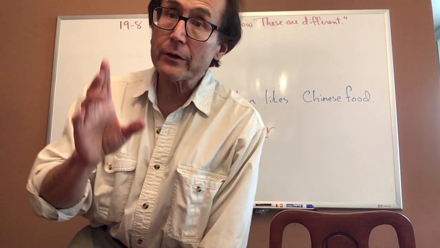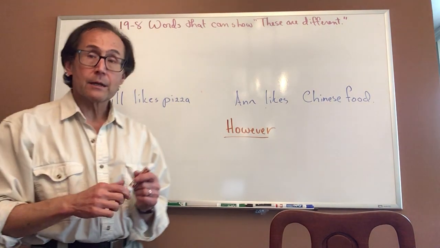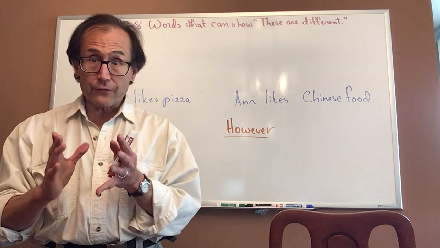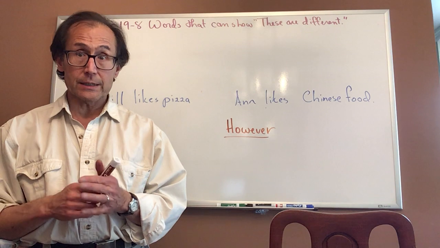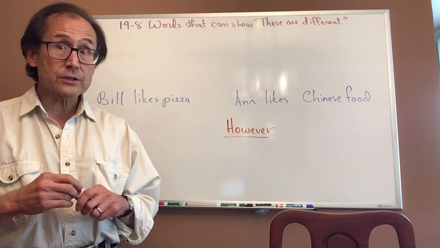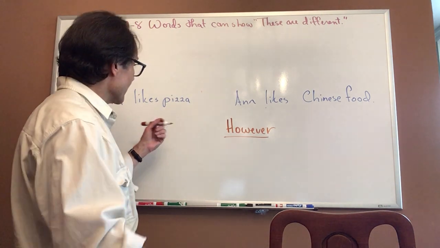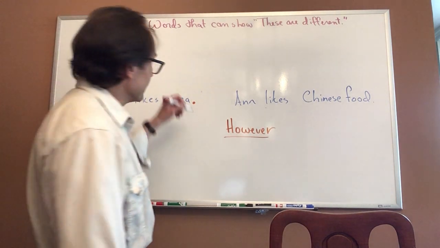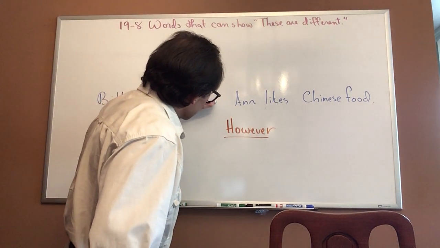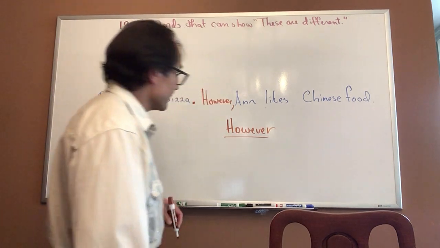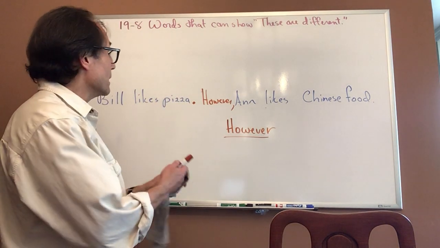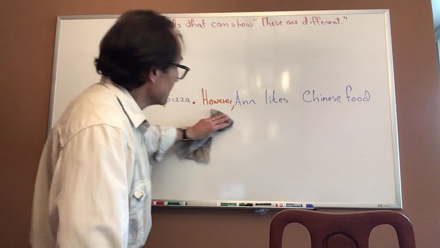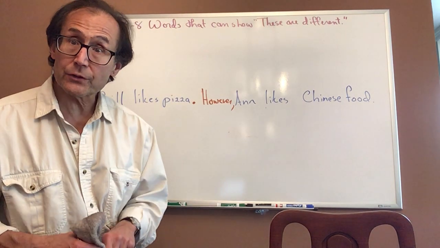Remember that "however" does not join sentences. Just remember, like with "therefore," "however" also does not join sentences. So there are a couple ways I can do this. I can put a period, and then I can put "however." And I can say, Bill likes pizza, comma, however, Anne likes Chinese food.